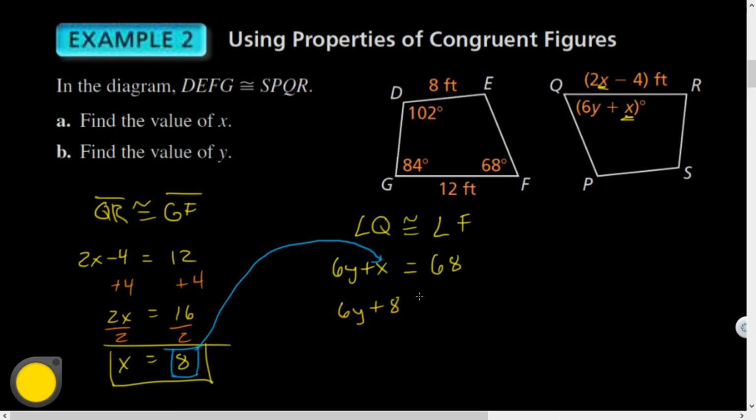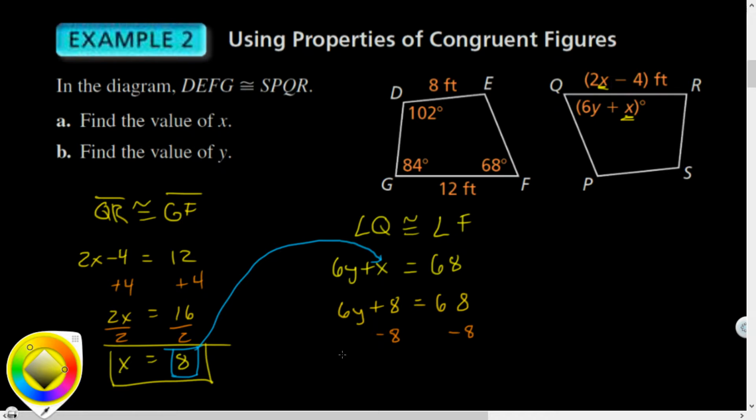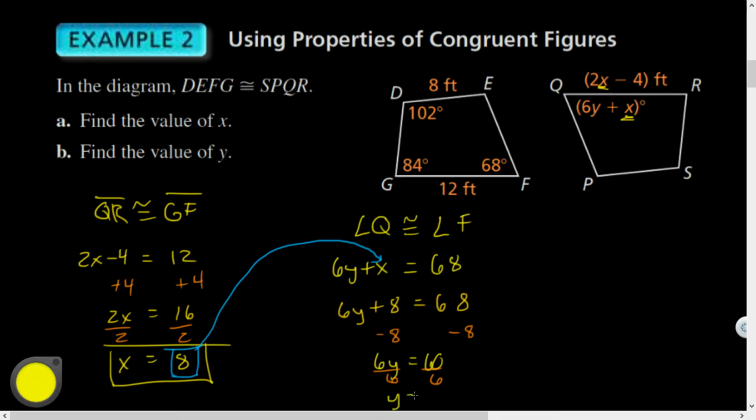Right? I just did some substituting. So let's solve this for y. By plugging in what I knew for x, I could then solve for the remaining variable. How wonderful is that? Oh, good old reliable math. And switch in the colors, dividing by the 6, I get y equals 10.